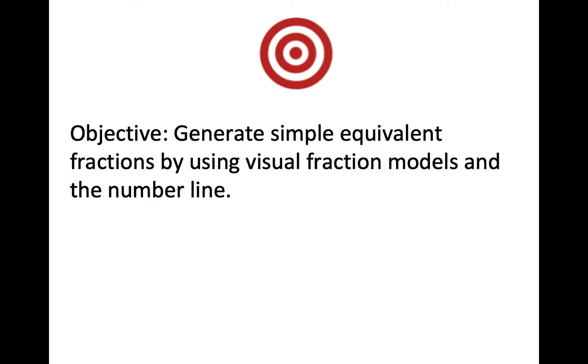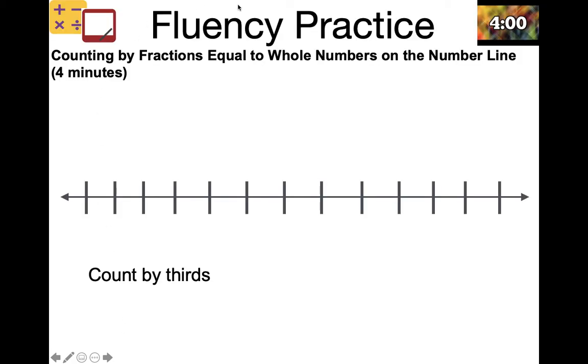So our objective today is to generate simple equivalent fractions by using visual fraction models and the number line. We're still trying to figure out what equivalent fractions look like. Remember, they're ones that might have different numerators and denominators, but really they equal the same thing. For our fluency practice, we are going to be counting fractions on the number line by thirds.